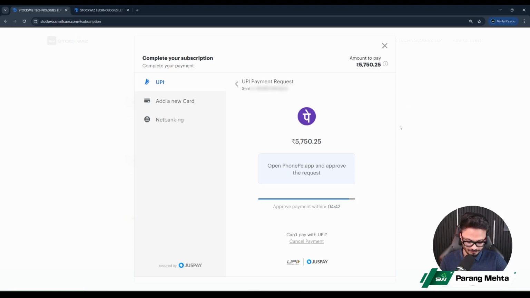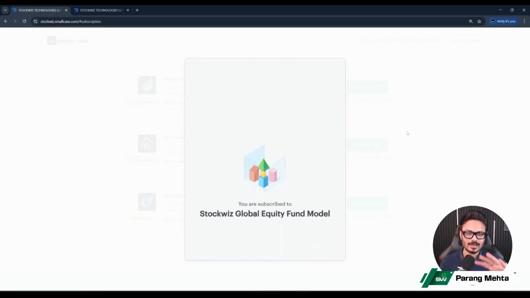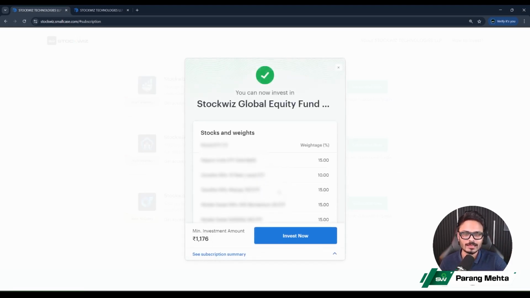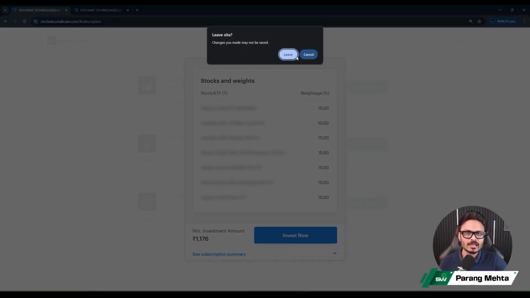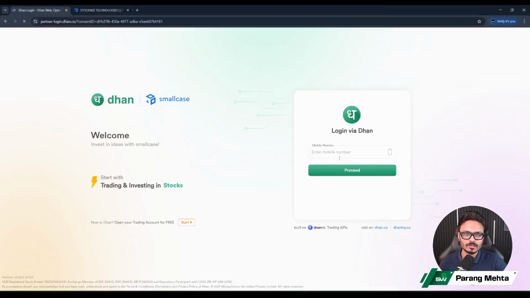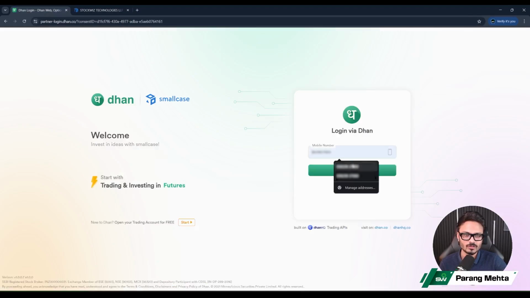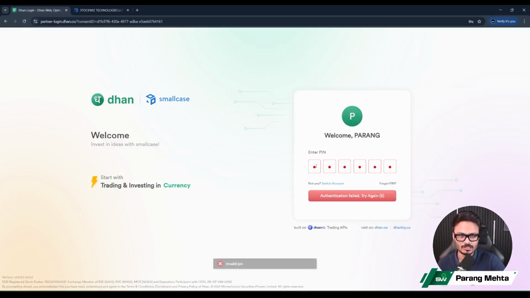So yep, autopay is set, and I have proceeded with that. Now, as soon as this is done, I am subscribed to the model. Now the stocks, the weights, all of that will unlock. I'll click on invest now, and it is probably going to refresh once. And once I do click on invest now, it's going to allow me to enter my account details.